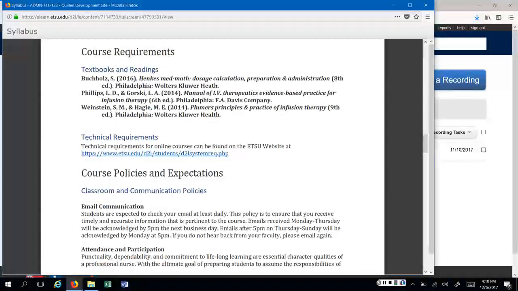Textbooks that you'll need: Buchholz and Hink's MedMath Dosage Calculation Preparation Administration, Phillips and Gorski's Manual of IV Therapeutics, and then Weinstein and Hagel's Plumer's Principles and Practice of Infusion Therapy. And make sure you get the correct editions on those. We will be using the newest editions available.